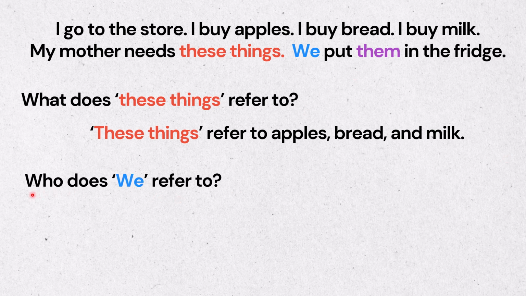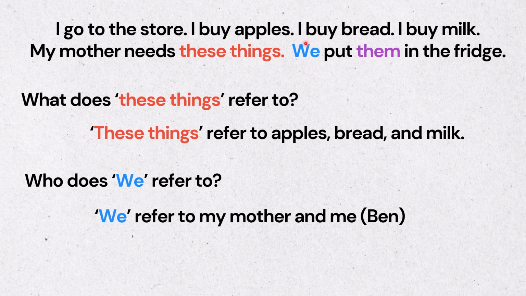Another question, who does we refer to? We in here. My mother needs these things. We put them in the fridge. So we in here refers to my mother and me, which is Ben. Remember, this is a story of Ben.